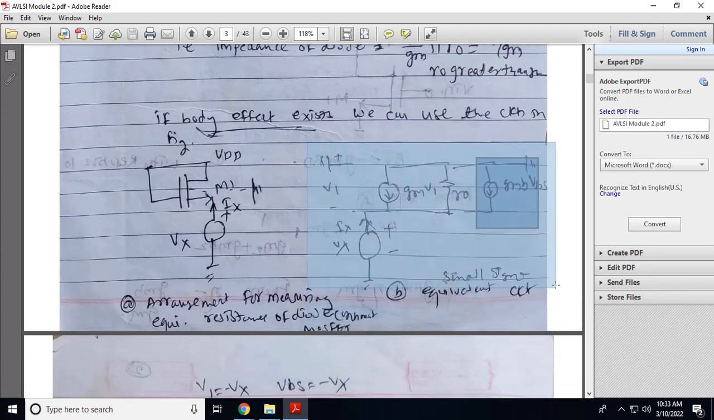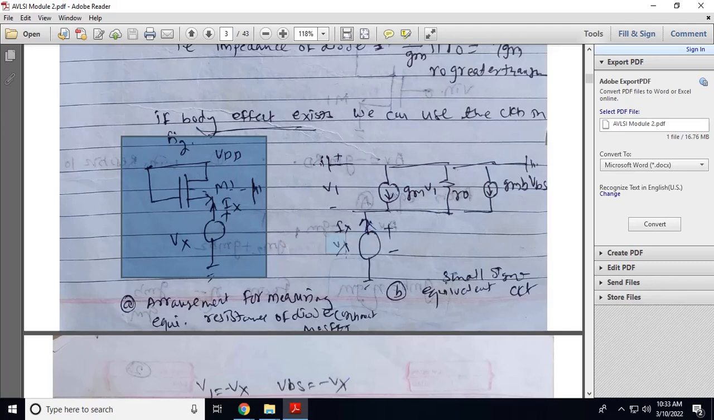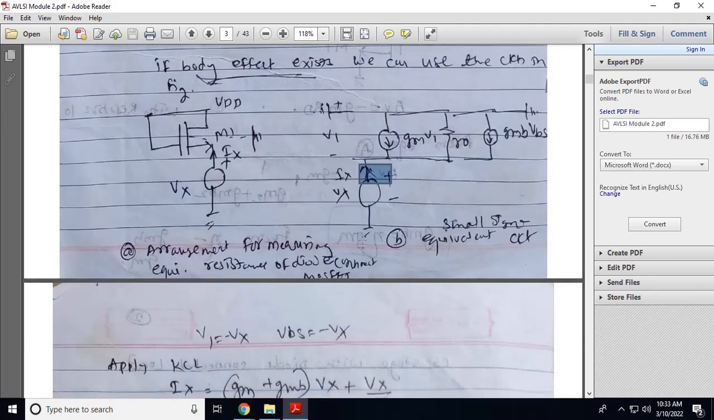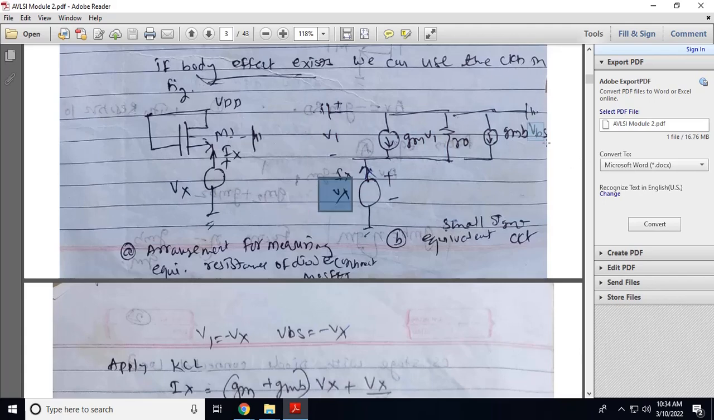So this is the equivalent circuit for this circuit. We have to find again Vx and Ix. Again we will write the KCL here. Now if you see this diagram, V1 is equal to minus Vx, and VBS is equal to minus Vx.